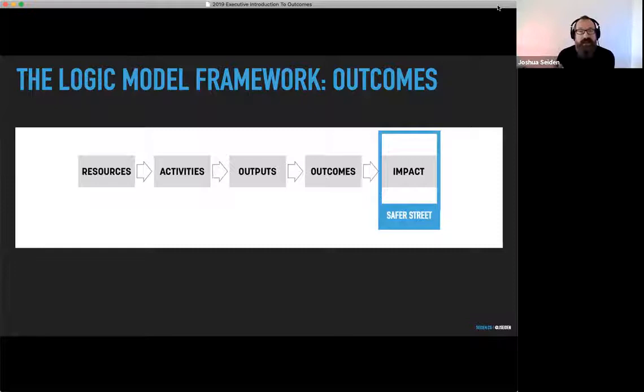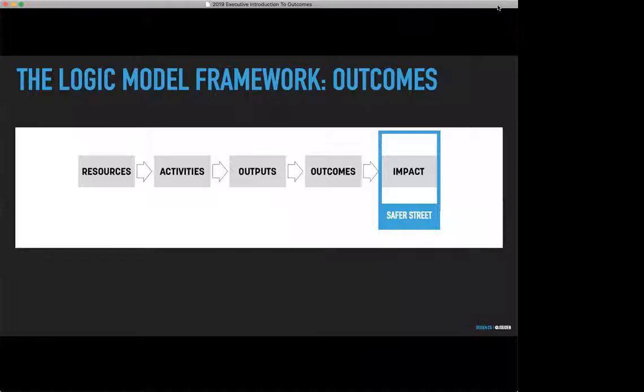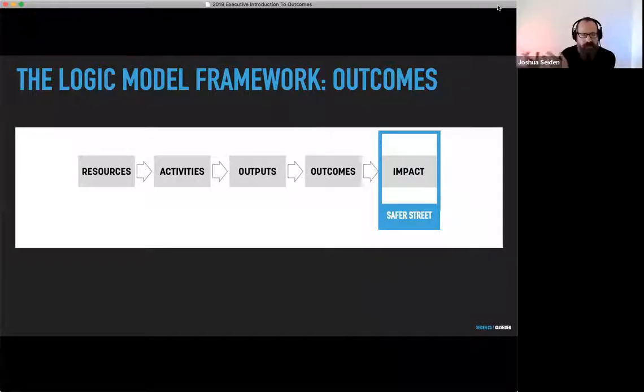In this story, the highest level result that we were seeking was our boss's request to us to clean up the intersection, to make a safer street. We call that an impact. And impact is the long-term, high-level result of our work.